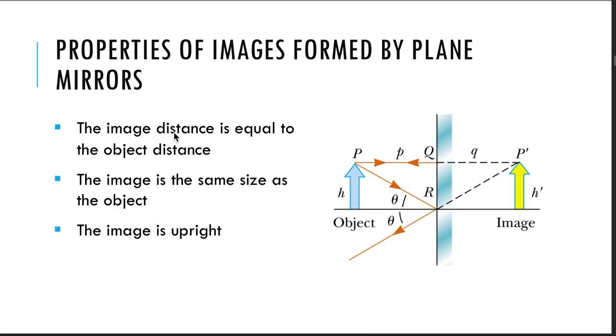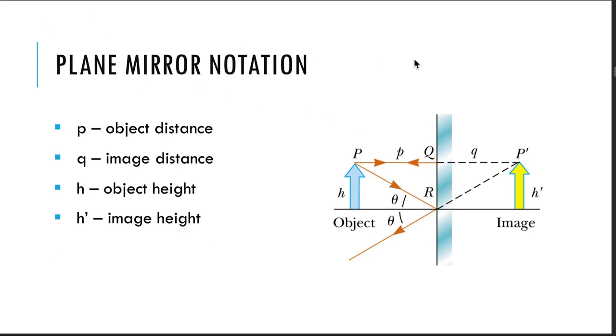The third property is that the image is always upright. When you look at yourself in a flat mirror, you're not going to be upside down. The last thing is that a flat mirror or plane mirror always produces a virtual image. The rays always diverge when reflecting from the mirror, and you always have to trace them back. This means that you cannot capture this image on a screen. But if you're looking at the mirror, then you can see the image inside the mirror.